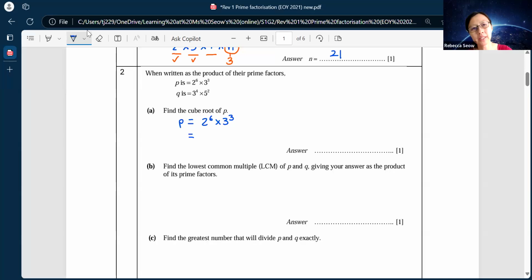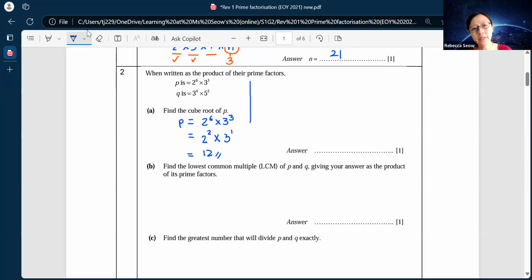So, noting that 2 being a prime factor has got power 6, when we divide 6 by 3, we end up with 2. And for 3 to the power of 3, the power gets divided by 3, and we will have 1. So from here, let's compute, and we end up with 12.